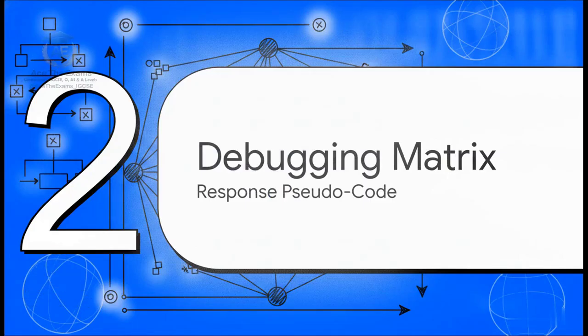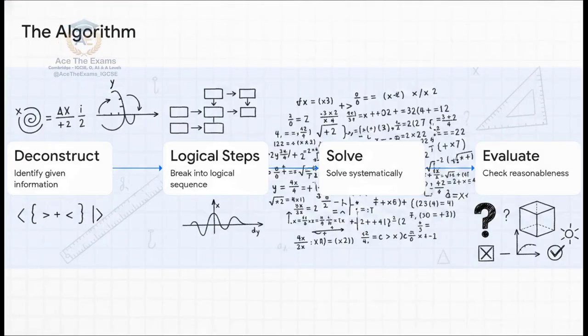Moving on to Module 2, the debugging matrix. Now, what's really interesting about this is that we're looking at the ultimate algorithm for mathematical problem solving. It's the deconstruct, solve, evaluate framework. First up, you deconstruct. You have to identify your given equation, your exact axes of revolution, and your geometric limits. Second, you break it down into logical steps. Like, are you integrating with respect to x or y? Do you need to square the function before substituting it in?